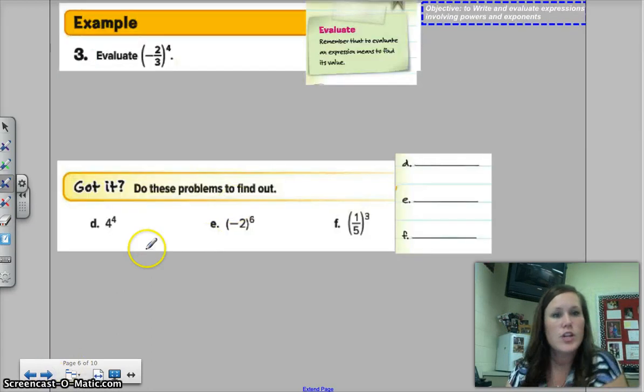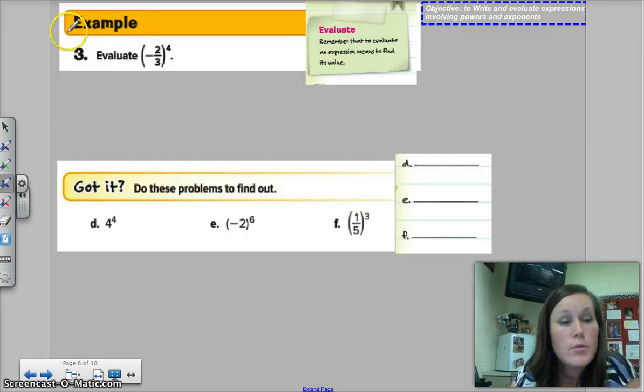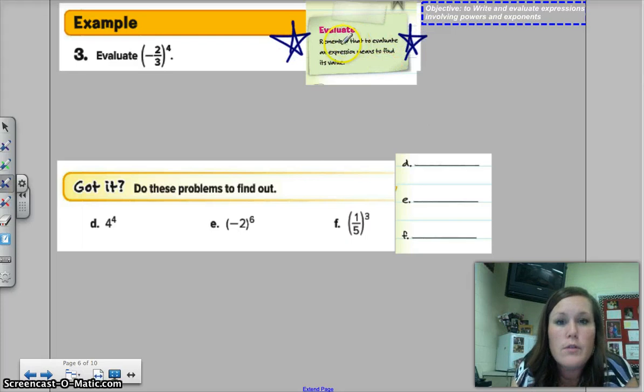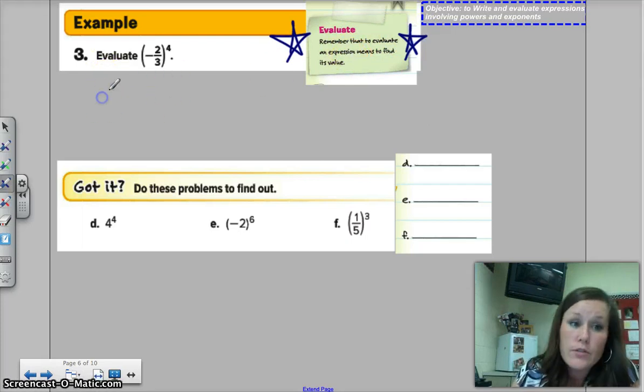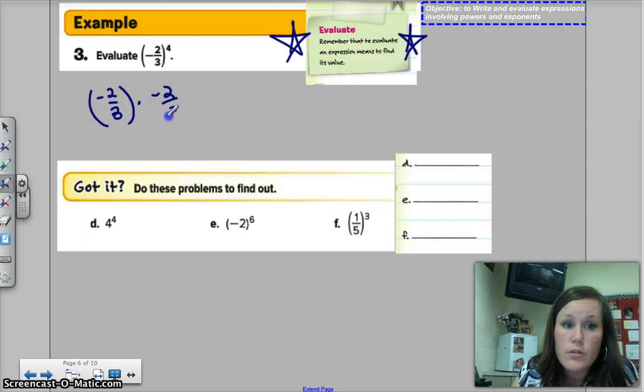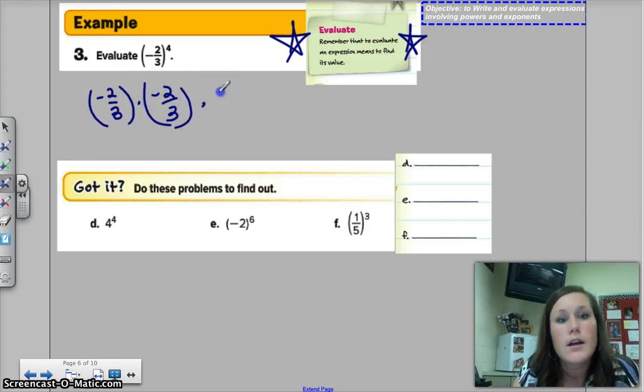Okay, let's check out evaluating. Example number 3 says, evaluate -2/3 in parentheses, notice how that fraction's in parentheses, to the 4th power. Evaluate, guys, is basically a fancy word for solve. It means to find the value. So, -2/3 times -2/3 times -2/3, whoa, times -2/3.